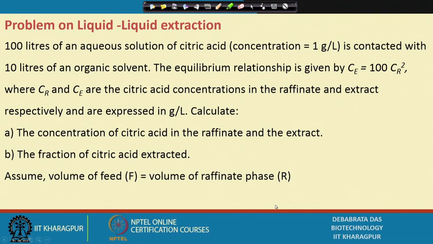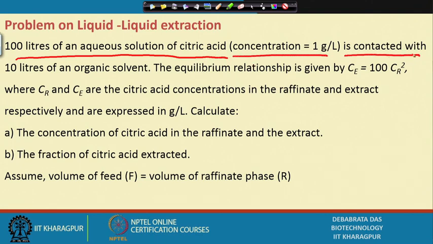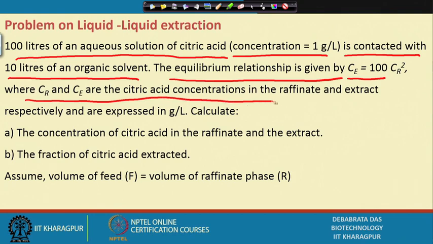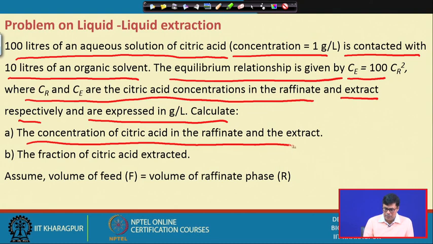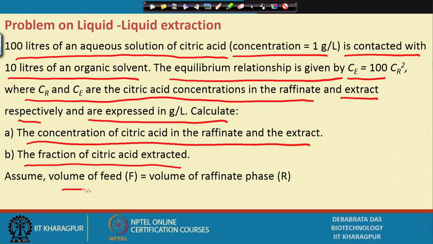Now, if we look into this problem, the concept will be a little bit clearer. 100 liters of aqueous solution of citric acid, concentration 1 gram per liter, is contacted with 10 liters of organic solvent. The equilibrium relationship is C equal to 100 into Cr square, where Cr and C are the citric acid concentrations in the raffinate and the extract respectively, expressed in gram per liter. The question is that the concentration of citric acid in the raffinate and the extract, and the fraction of citric acid extracted, we shall have to find out. Assume that the volume of the feed equals the volume of the raffinate phase. That is the assumption we made.